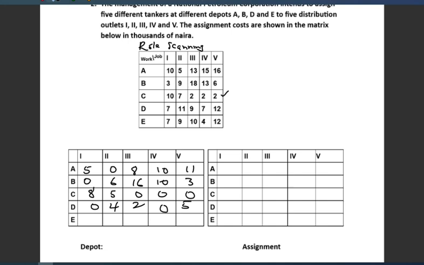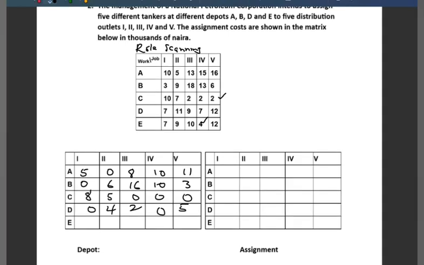Now for the last one, the least number is 4. So we have 7 minus 4, that's 3. 9 minus 4, that's 5. 10 minus 4, that's 6. 4 minus 4, that's 0. And 12 minus 4, that's 8. So that's row scanning. Now, let's go to column scanning.